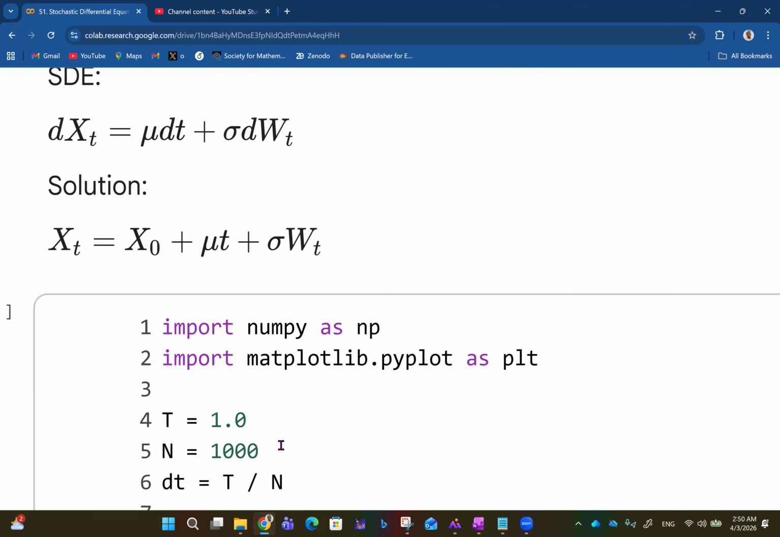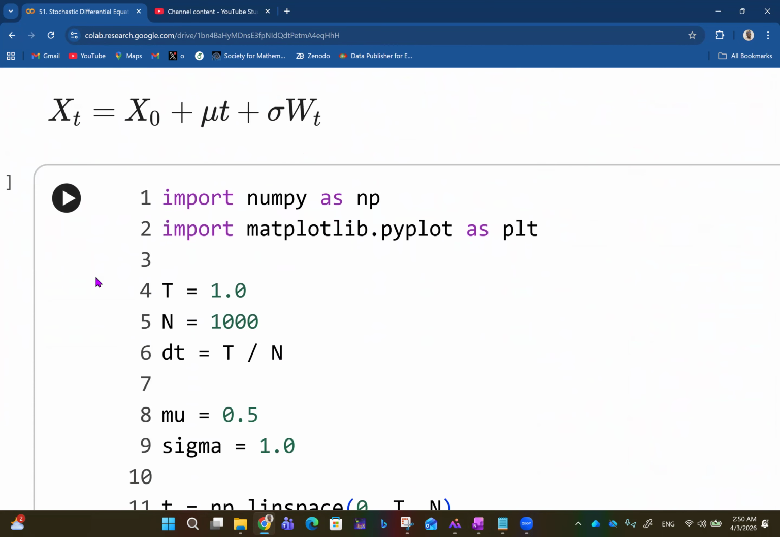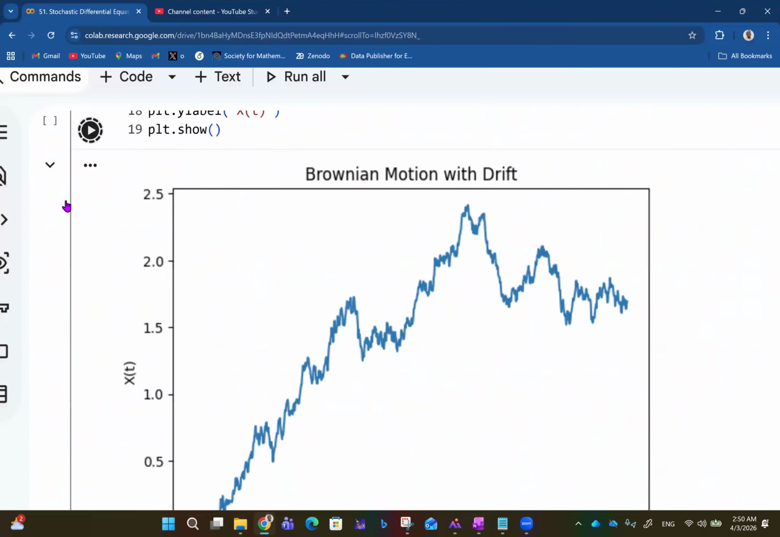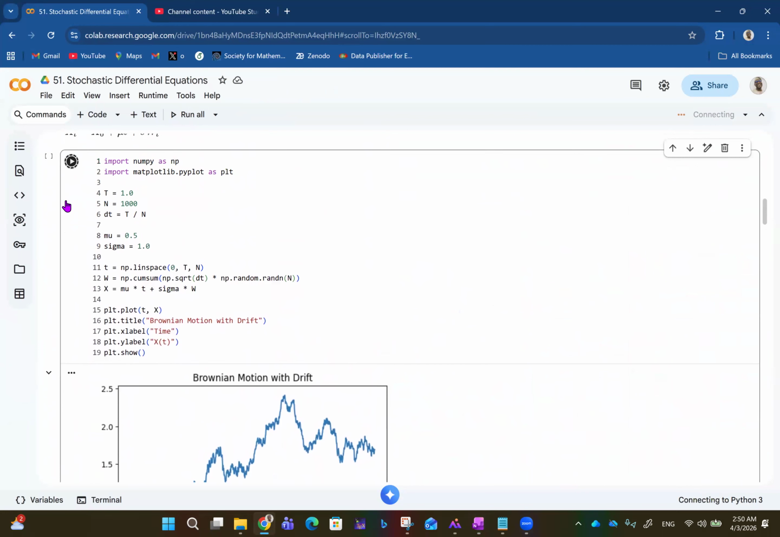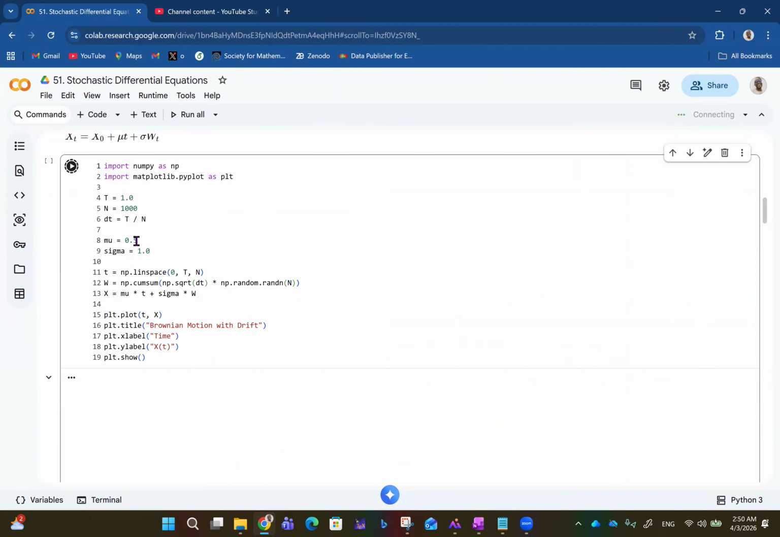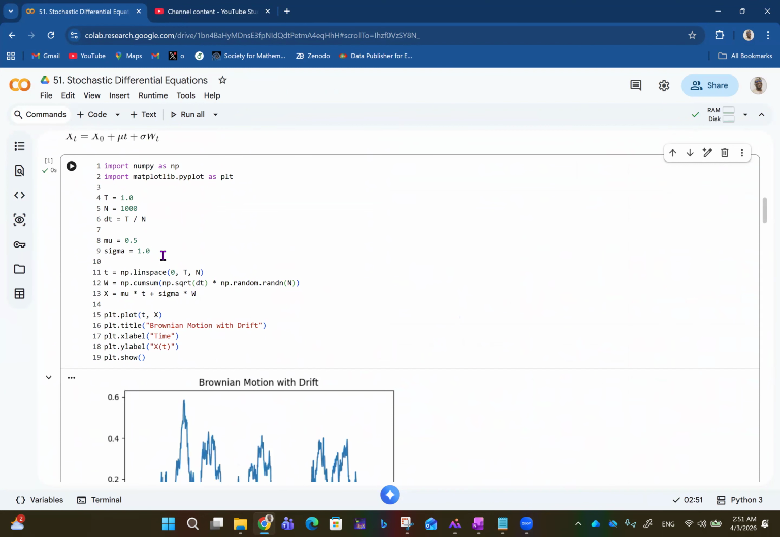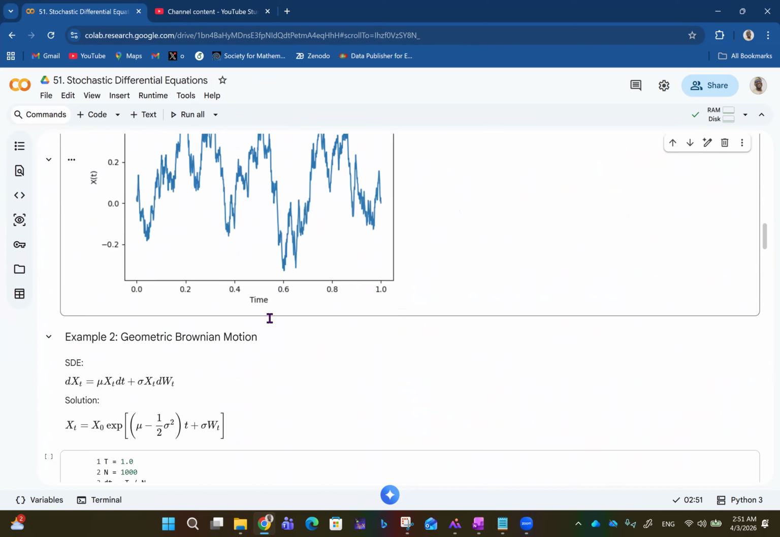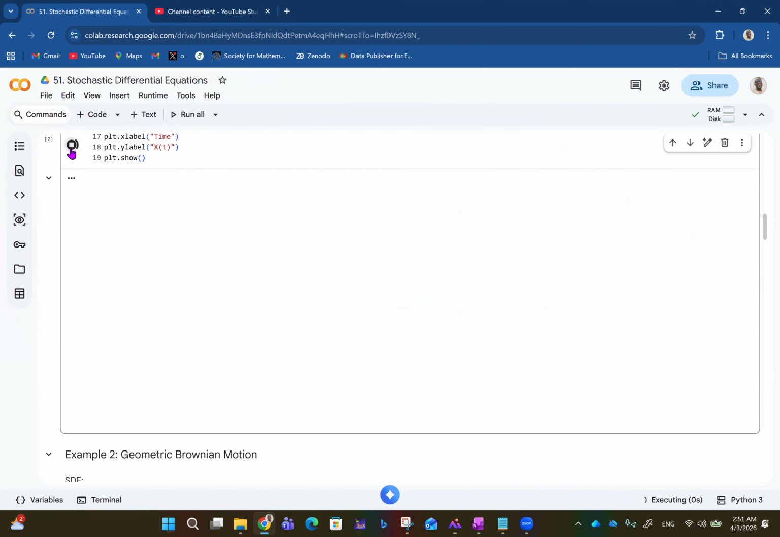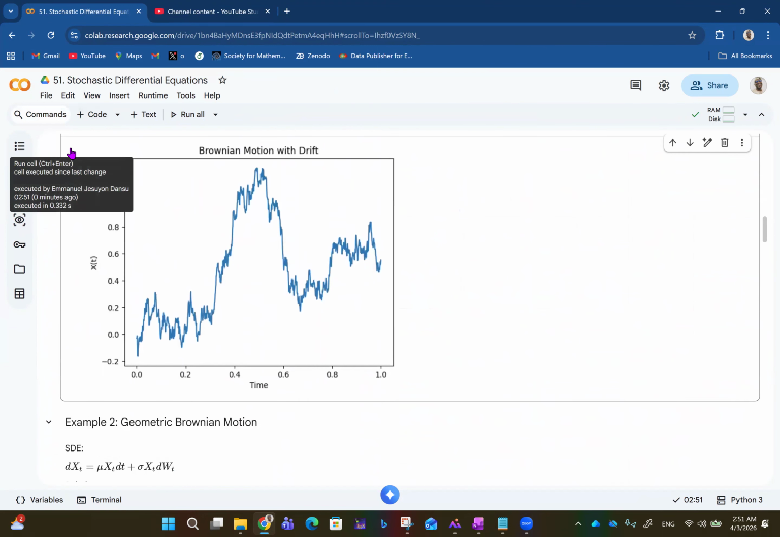So that's the deal. We can then simulate, run that, and we get Brownian motion with drift as we have it right here. So you see, this is mu t plus sigma W. Mu has been given as 0.5, sigma is given as 1.0, then t and all of those have been defined, right? And of course, as usual, as you keep running, it keeps changing like that.